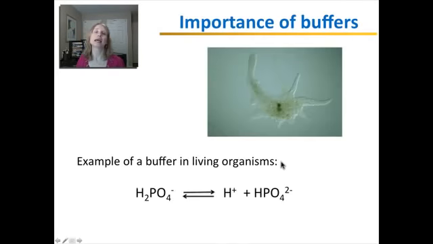And why are buffers important to living organisms? Well, in living cells, all of the biochemical reactions need to happen at a certain pH. So it is very important that living cells are able to maintain a fairly stable pH. So we have a variety of buffers. Here's just an example of one where if it needs to donate H+ ions, the reaction can go in this direction. If there are too many H+ ions, it will accept them and the reaction will go to the left.